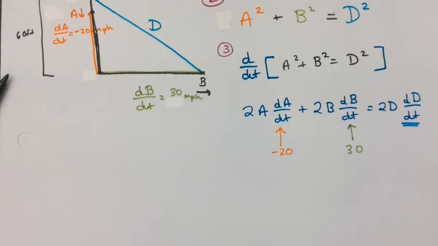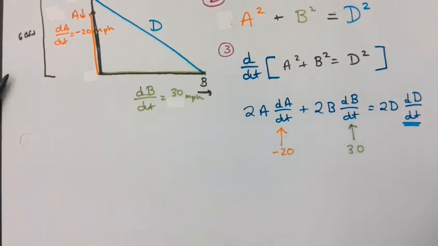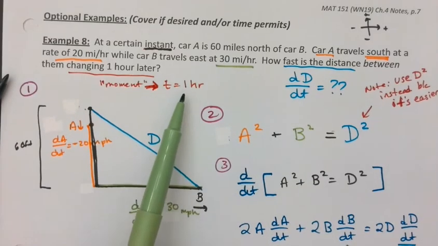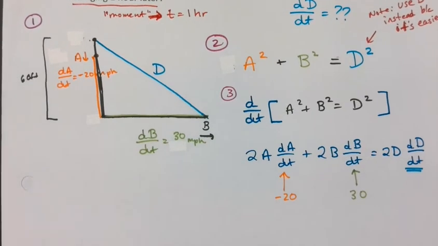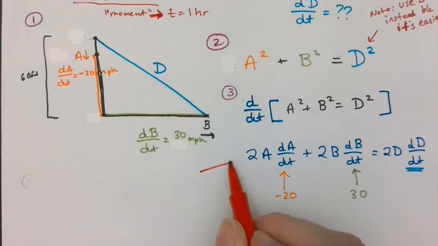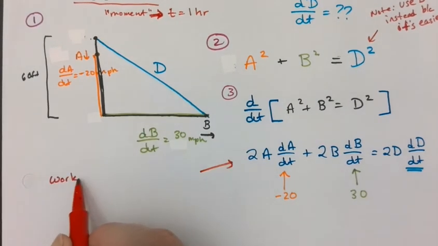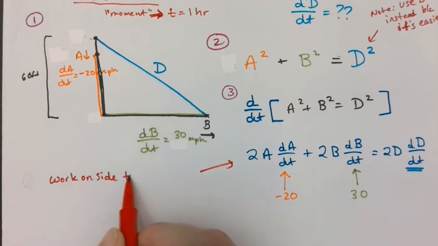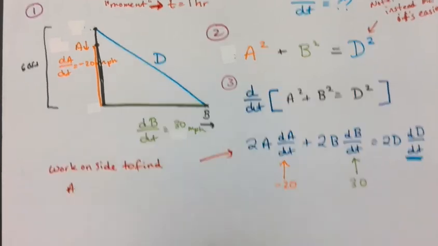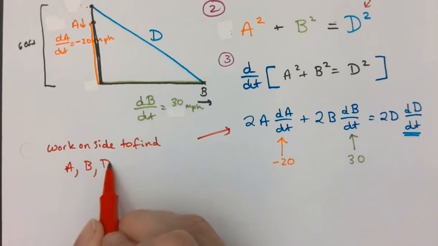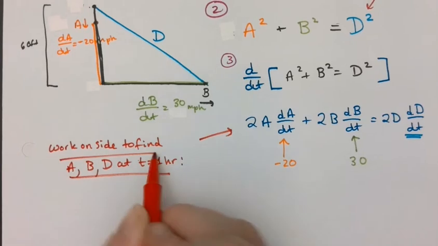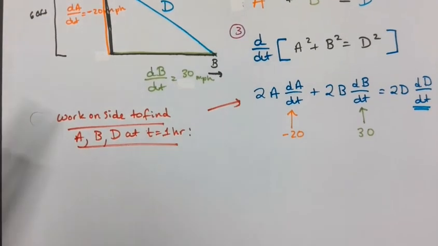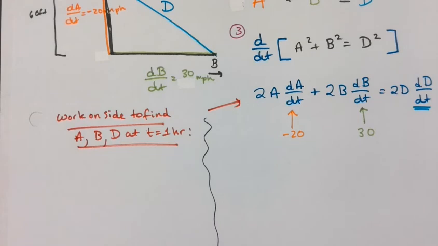But we're in trouble because we don't have A, B, and D. We know that the moment we want to look at is 1 hour. But what the heck does that mean? Where will everything be? So we need to figure that out. We're going to go over on the side and work to find A, B, and D at t equals 1 hour, because that's the moment we're considering.